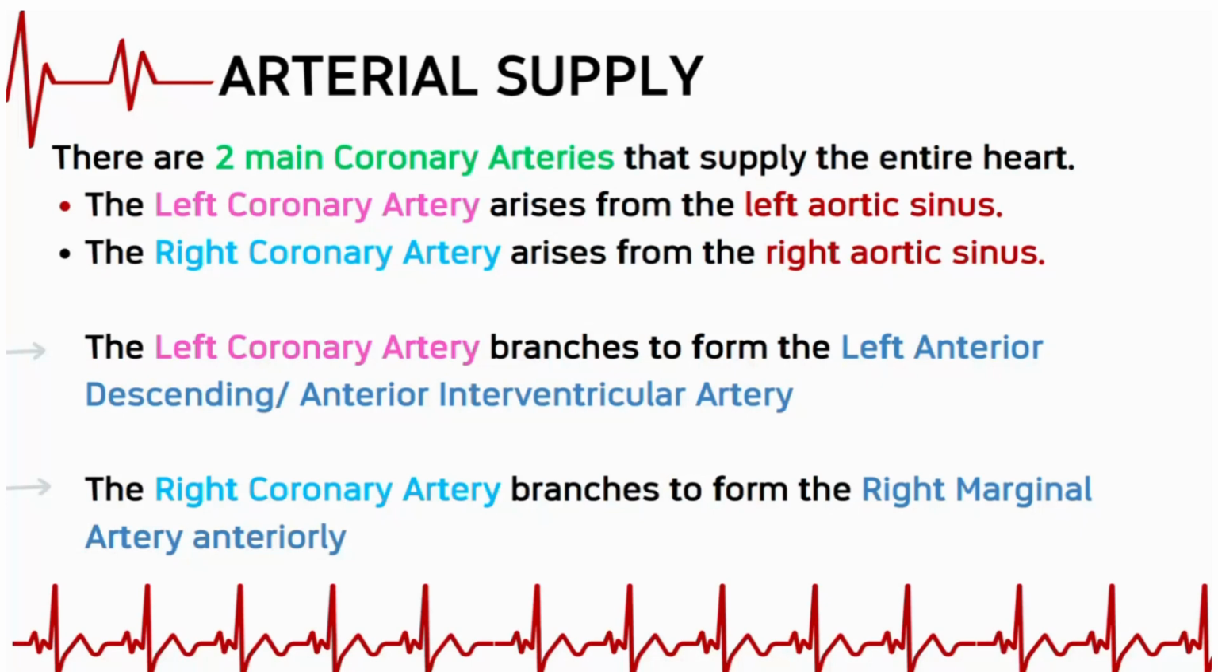Now, the right coronary artery branches to form the right marginal artery anteriorly. So this is supplying the right ventricle, the right side of the heart. So these are the two arteries I want you to know because they have clinical significance, I mean, a bit later on.